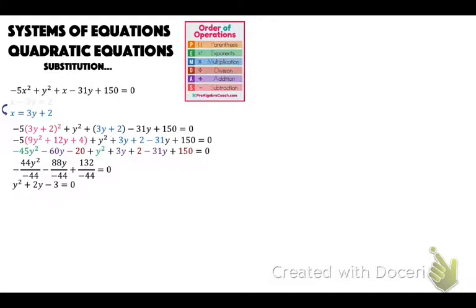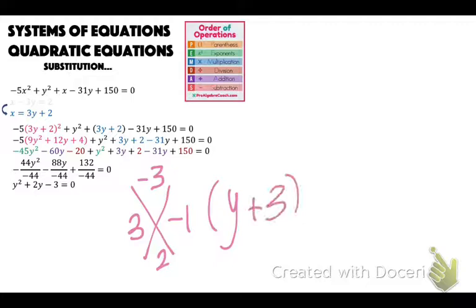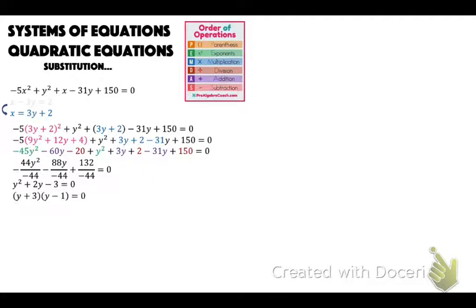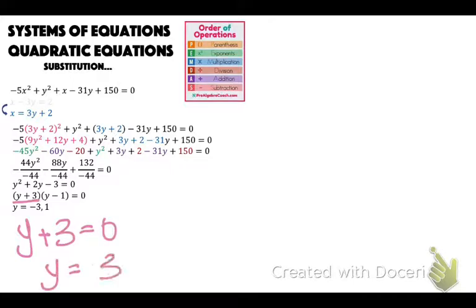Which we can factor. So we're trying to see what multiplies to be negative 3, adds to be 2. Well, that's positive 3 and negative 1. So that factors to y plus 3 and y minus 1. And then we just set them both equal to 0, so you end up getting y equals negative 3 and y equals positive 1. Because we're going to take that y plus 3, set it equal to 0, so you get y equals negative 3. Same with the y minus 1, set it equal to 0, so you get y equals positive 1.